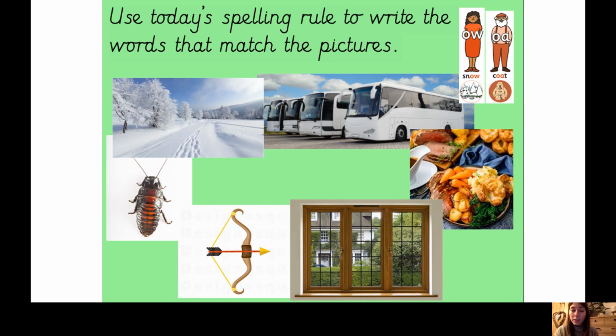I'm going to say the words that match the pictures on the screen so that you can have a go at spelling them. So, first, we've got a picture of something snowy. That's the word snowy. We've got a cockroach, an arrow, coaches. We have roast and window. So have a careful think about where you can hear that O sound and think carefully about which of the family members you're going to use.